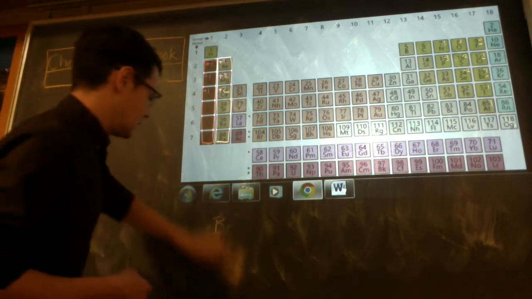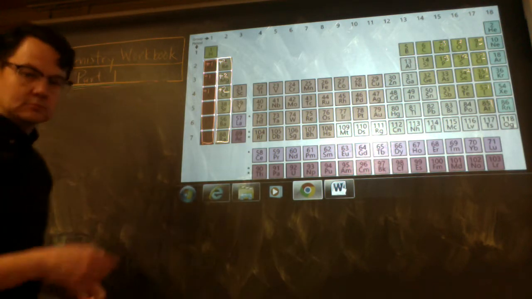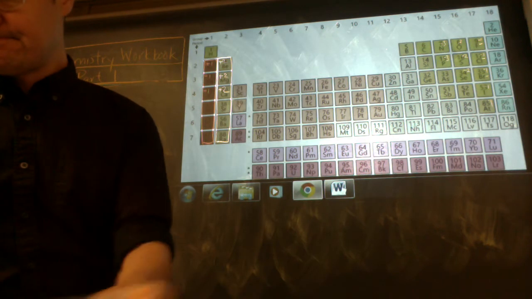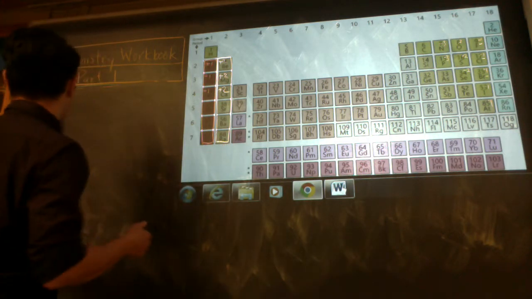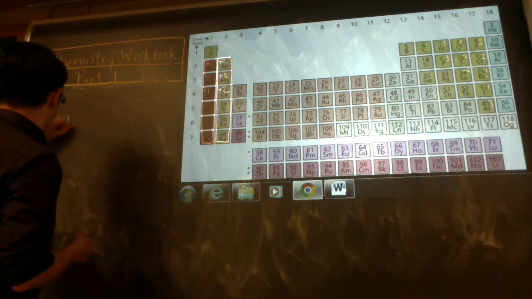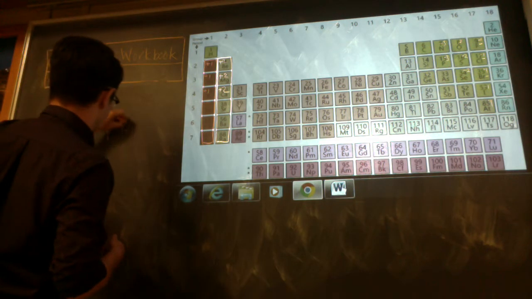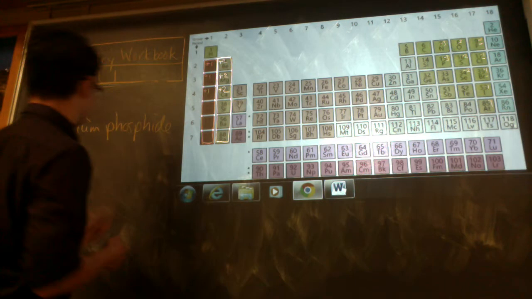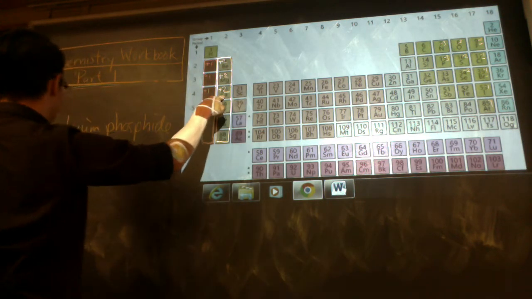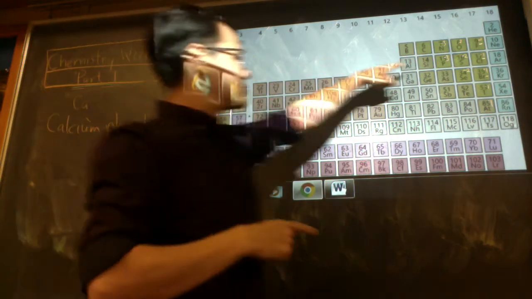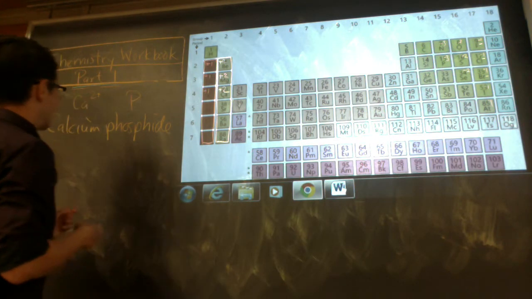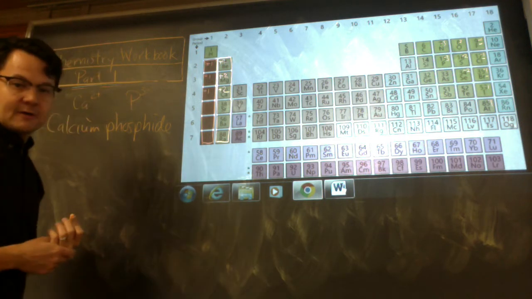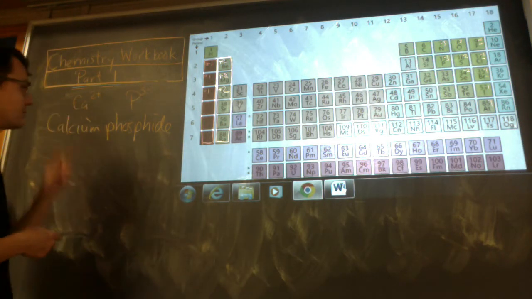So, let's try another one. On the first page, we have calcium phosphide, exercise 1, number 1. Calcium phosphide. Okay, so calcium is here. Phosphorus, so phosphide is phosphorus, and that's going to be a 3 minus, so that's P. So 2 plus for calcium, 3 minus for phosphorus.